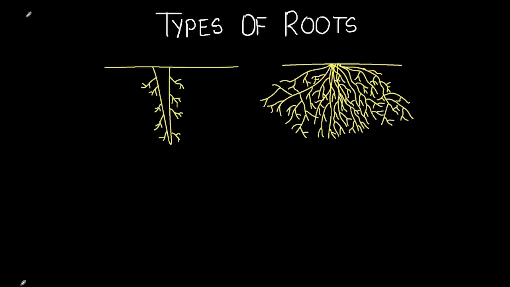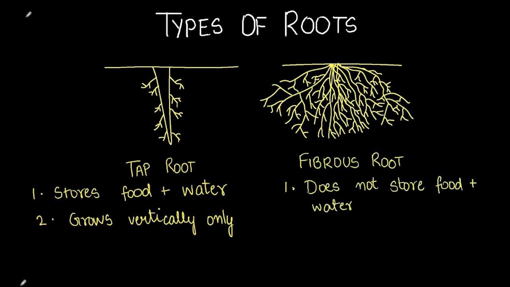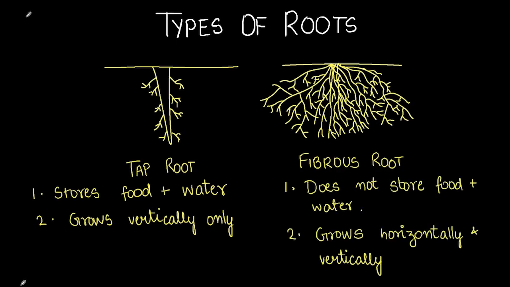Here are two different types of roots. The first one, yes, that looks like a carrot. That's called a taproot. And the taproot stores food and water. So taproots have a lot of starch. They have a lot of water stored inside. Yes, carrots are taproots. We'll come to examples soon. The taproot grows vertically only. It does not grow sideways, right? Whereas on the other hand, the root that we have on the right hand side, the fibrous root, doesn't store any food. It just is there for support, and it grows horizontally and vertically, in both directions.